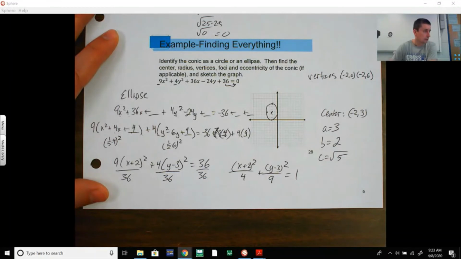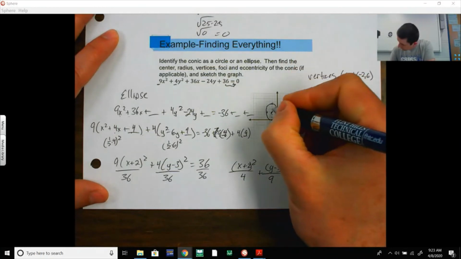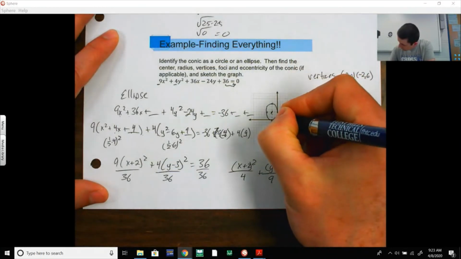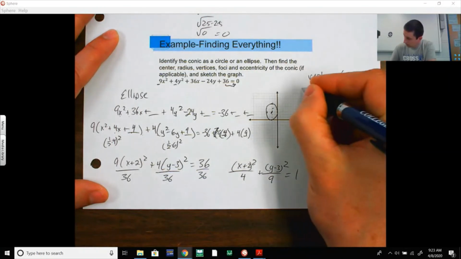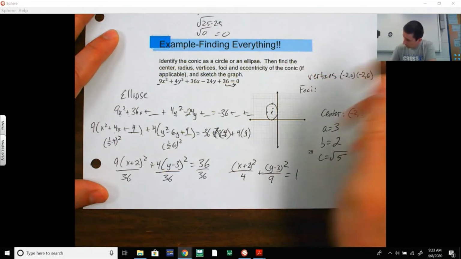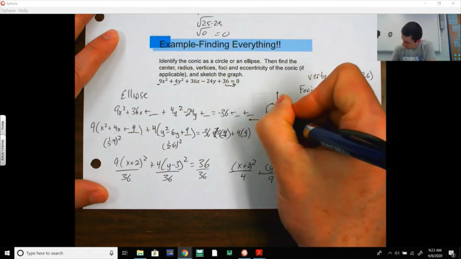So you put in the center, you put in the two vertices, the smaller y value and the larger y value, the two foci. So C is the square root of 5. The foci have to be on this one right here, so I have to go root 5 units up, and root 5 units down, which is a little over 2. So my foci are about right here.